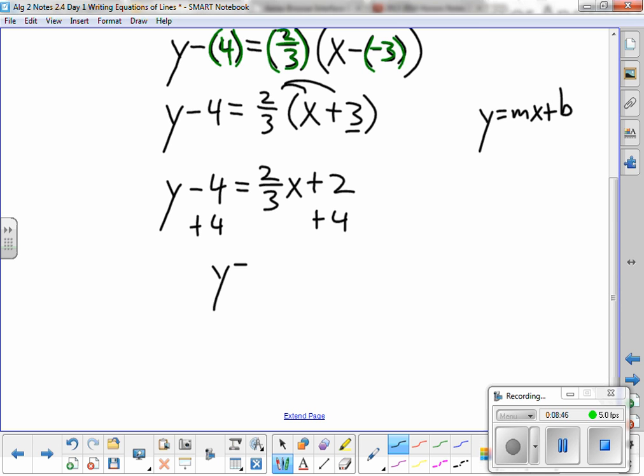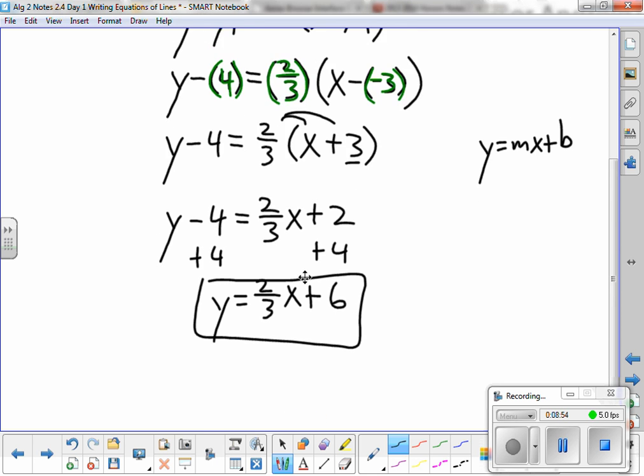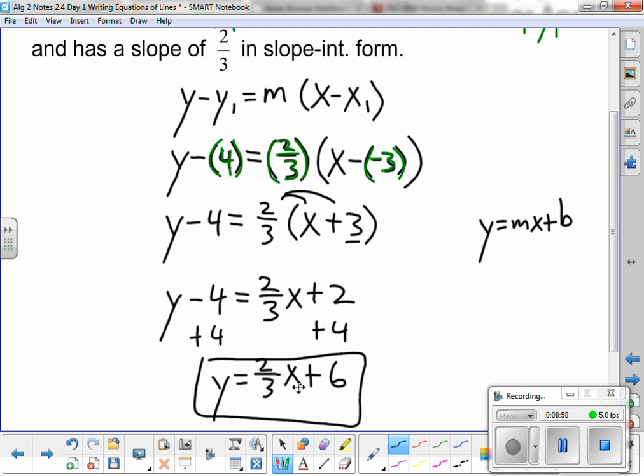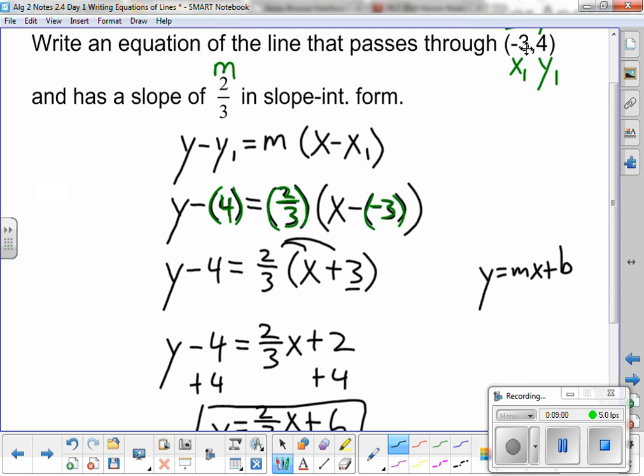So you get y equals 2/3x plus 6. That is your equation. So what we're saying here is that this equation has a slope of 2/3. That's correct. And if you were to graph this equation, it would actually go through this point. One out of many points it goes through is this one. Okay? All right, so moving on.